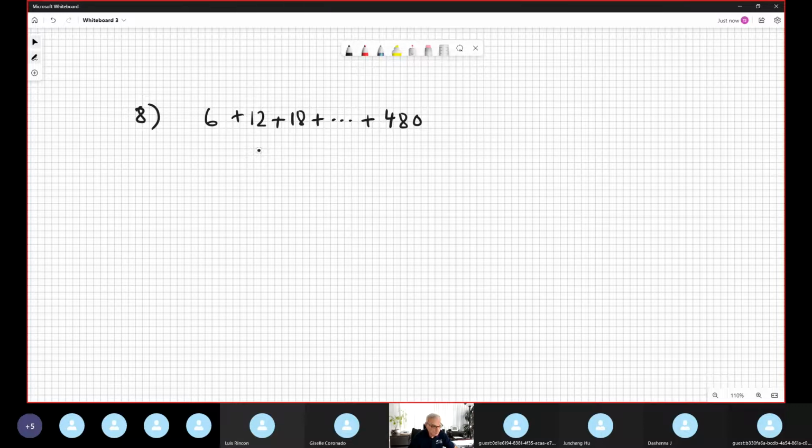You discover, first of all, that this is an arithmetic sequence because the common difference is 6. Subtracting this and this, 12 minus 6 is 6. 18 minus 12 is 6. Okay, I suppose that the rest is the same, because it's the same.